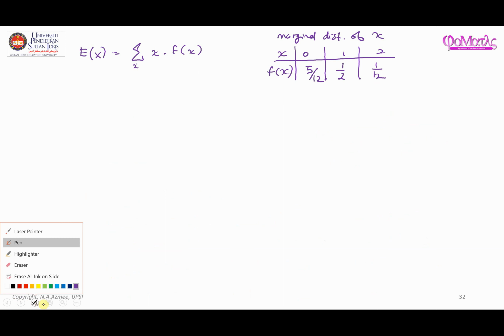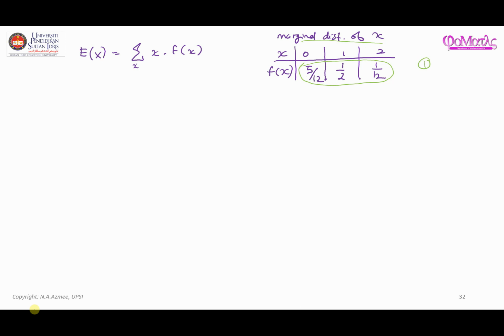If you want to make sure that you're doing everything right, you have to make sure that all these probabilities are greater than or equal to 0, and if you add them up, the result should be equal to 1. So now we're done with finding the marginal distribution of x.